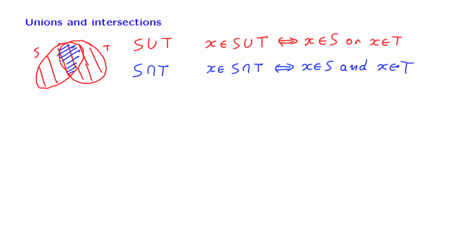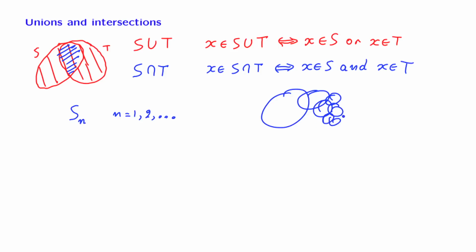By the way, we can also define unions and intersections of more than two sets, even of infinitely many sets. So suppose that we have an infinite collection of sets. Let's denote them by Sn. So n ranges over, let's say, all the positive integers. So pictorially, you might think of having one set, another set, a third set, a fourth set, and so on, and we have an infinite collection of such sets.